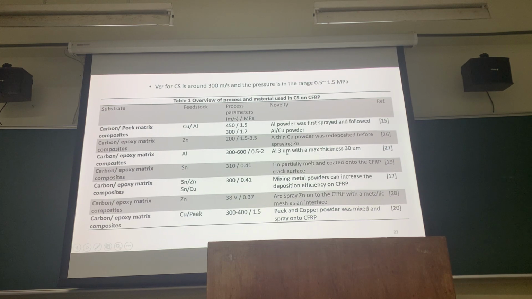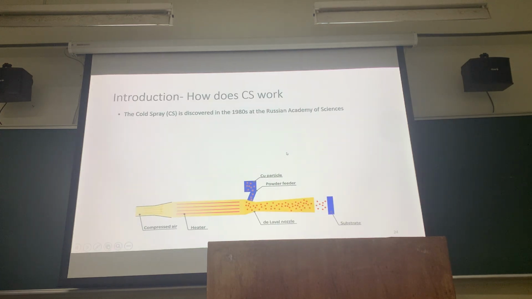So I'll quickly go through all this. VCR for cold spray is around 300 milligrams. Over here, this is when you want to spray on CFRP, there is a wide range of different substrates. You can use different feedstock powder. We won't go into this. Quickly skip this. So how does cold spray function?